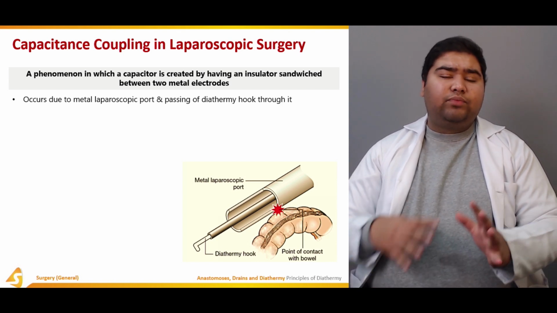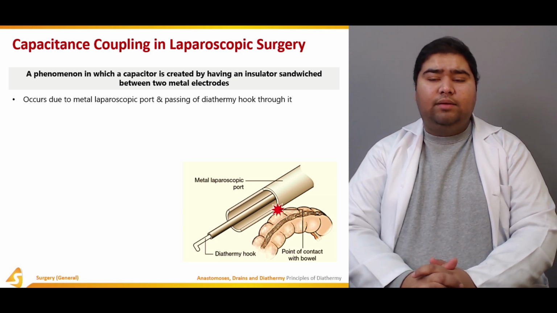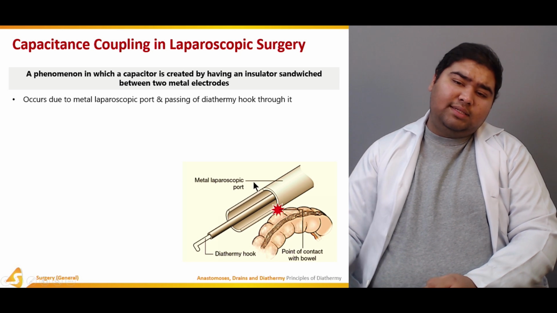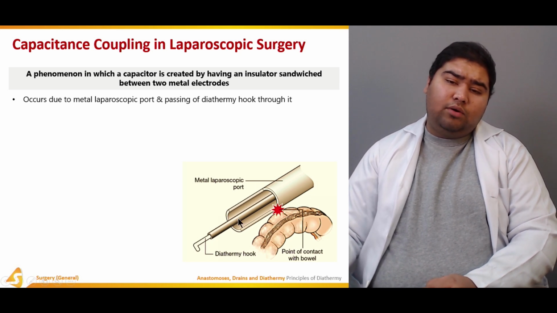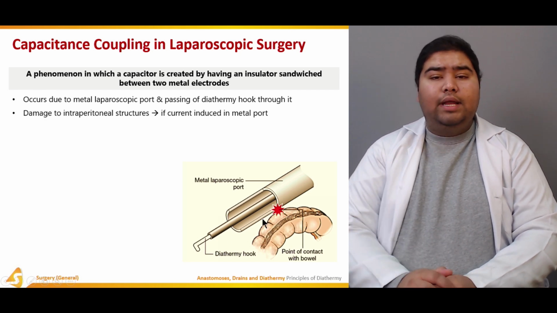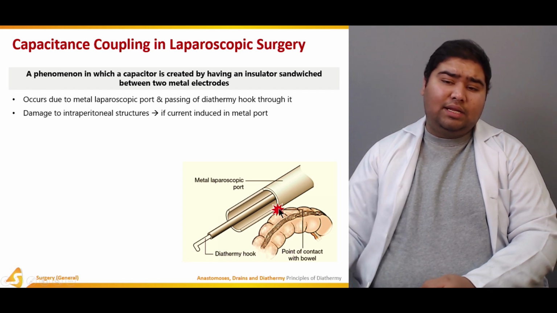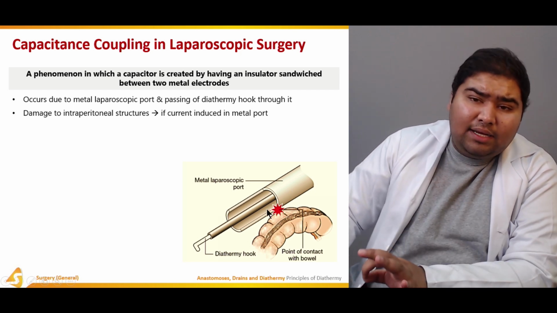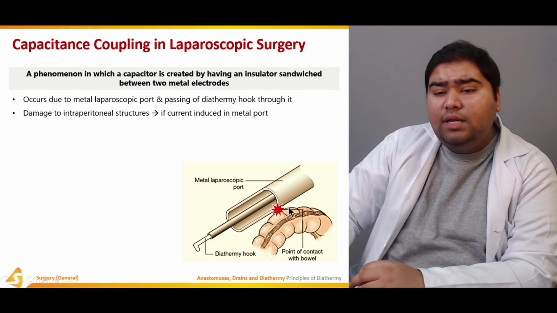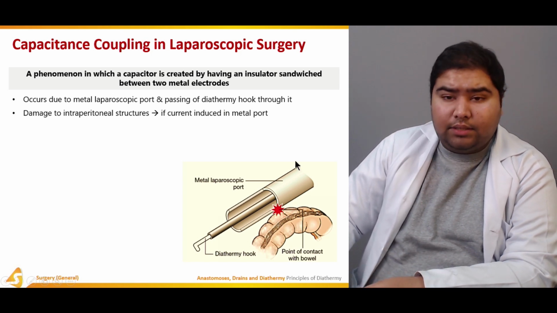Now it occurs with the metal laparoscopic port and passing of the diathermy hook through it. So this is the metal laparoscopic port, and this is the diathermy hook, and this is the insulator material in between. Now it can damage intraperitoneal structures. Here you can see this metal laparoscopic port is induced by the capacitor, and it can cause damage to the bowel where it comes in contact with it.